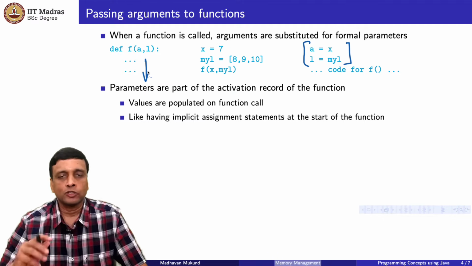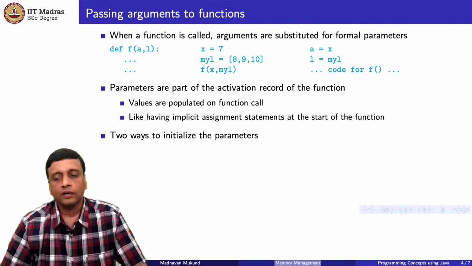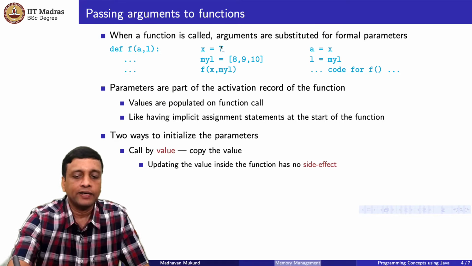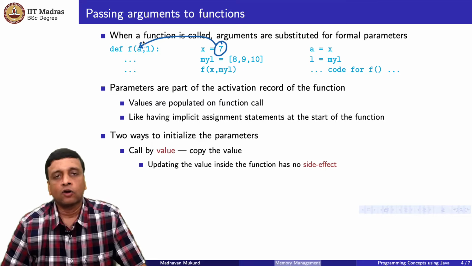Okay, so it's almost as though I have a copy of that code with these initializations as assignment statements at the top of my function. Now there are two ways in which these values can be passed from the argument to the formal parameter. The first one is called call by value. Here I just copy the value. So here I would take this 7 and assign a fresh location, and that fresh location has the same value 7.